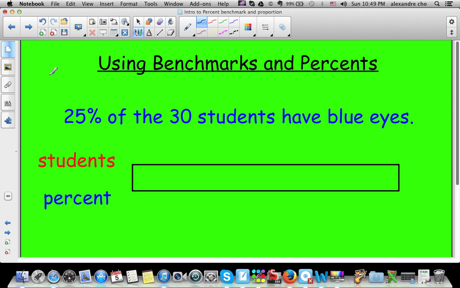So copy this as it is. I'm just going to add a few things, and you're going to see what we're going to do. So copy this. For students, here it would be 0, and at the end would be 30 students. We're going to use this bar to represent the number of students, so that's 0 and 30. And the bottom line we're going to use to represent the percent, and that would be 100%. Okay? So copy, pause.